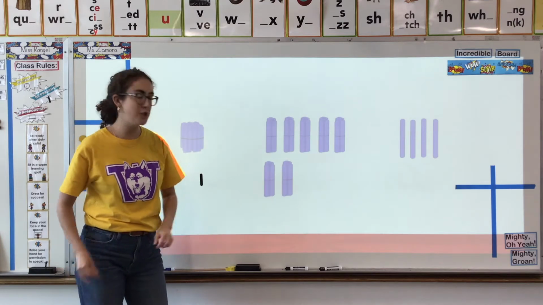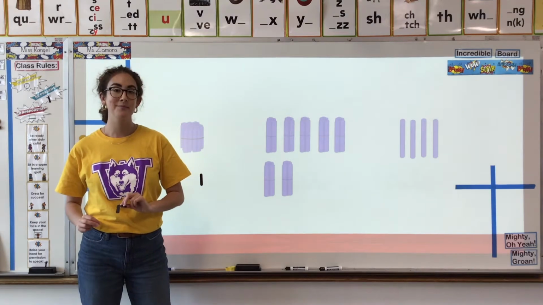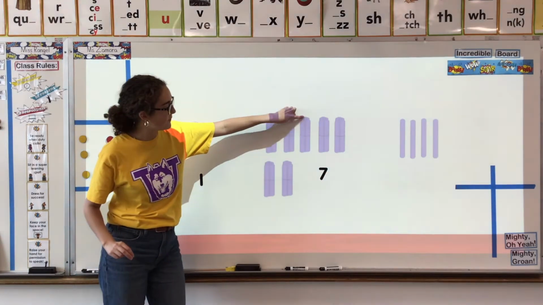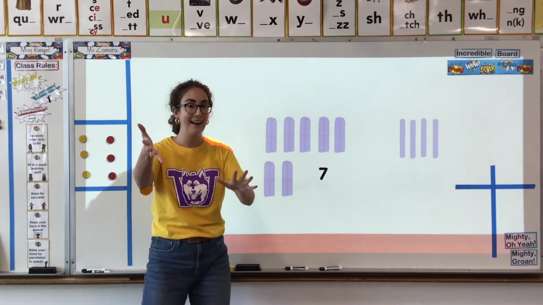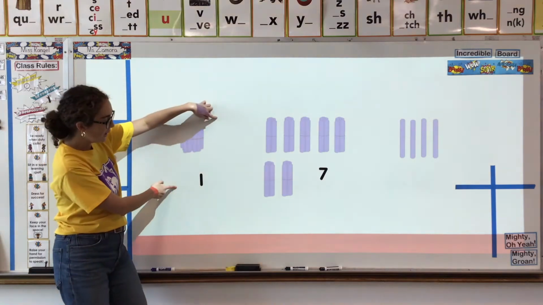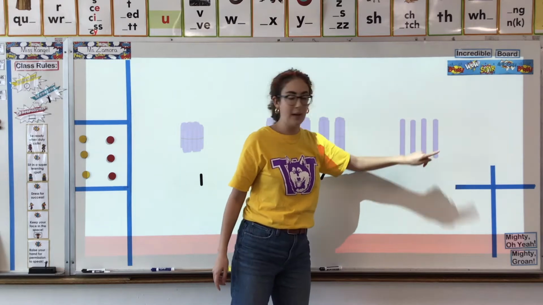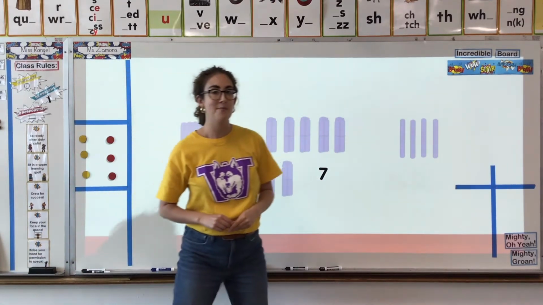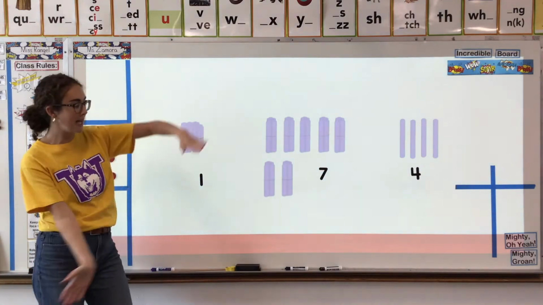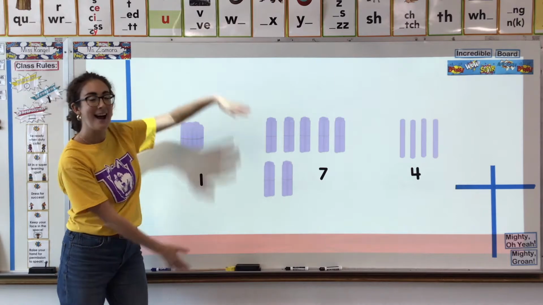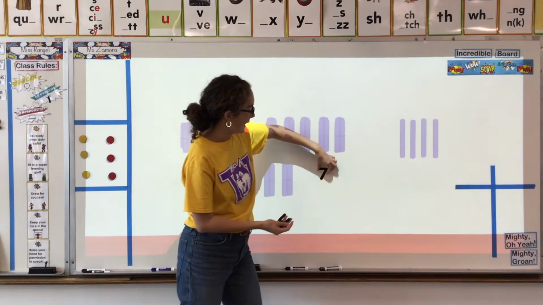We have 5 and 2. How many bundles of 10? We have 7. 5 plus 2 is 7. And 7 tens is 70. So 170. How many ones are here? How many one sticks? There's 4 sticks, so this number is 174. Good job. Okay, let's check out another one.